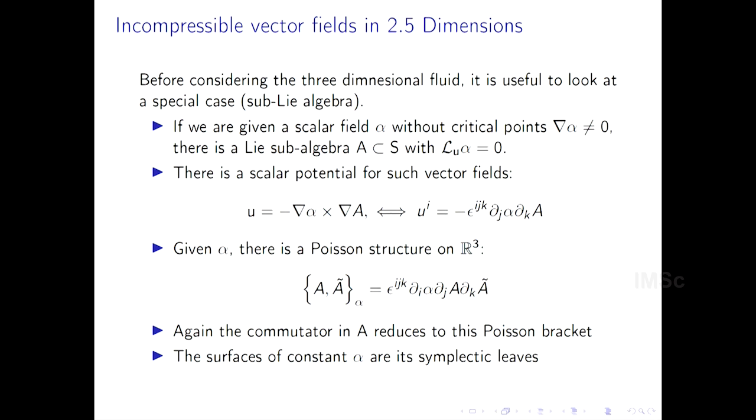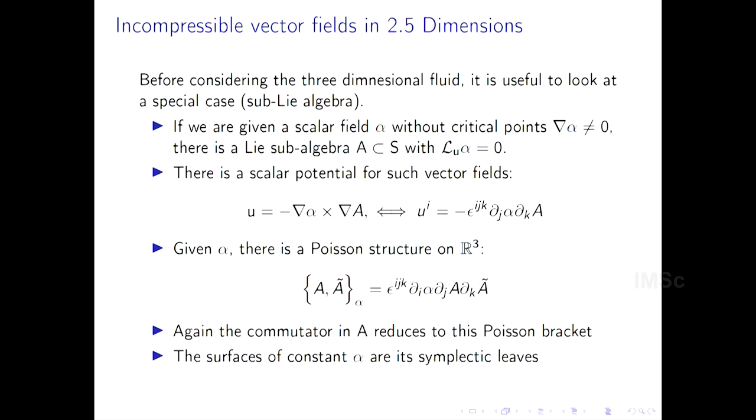So there is a subalgebra of the Lie algebra of incompressible vector fields, which also preserves alpha. This simply means that the derivative of alpha along U is equal to 0. It is clear by construction that this is a Lie algebra because it preserves the density, it preserves alpha. So I call it 2.5 dimensional because it's sort of halfway between 2 and 3 dimensional.